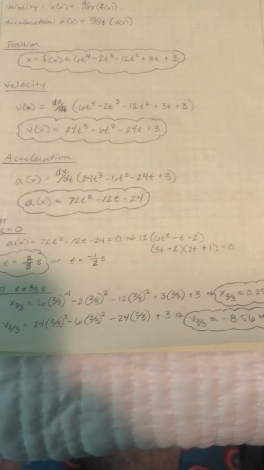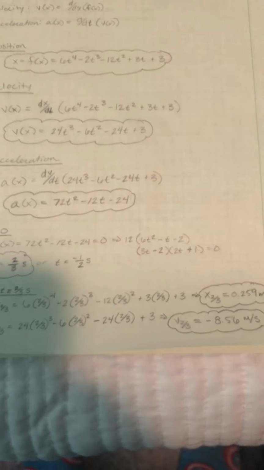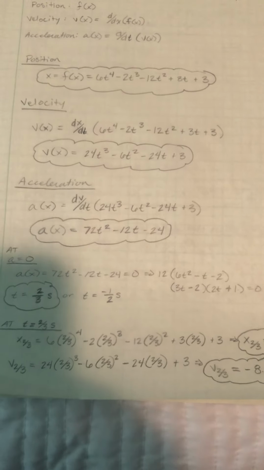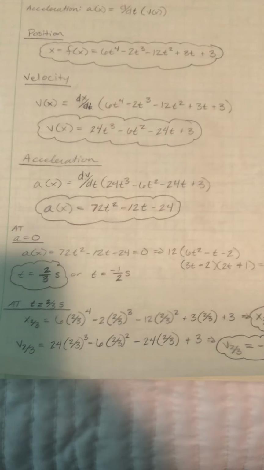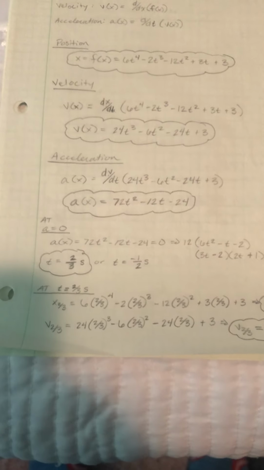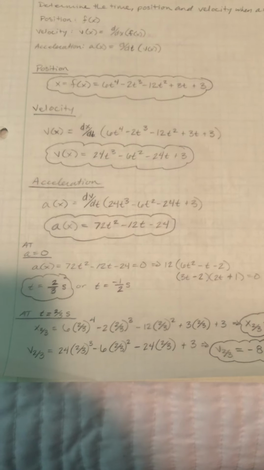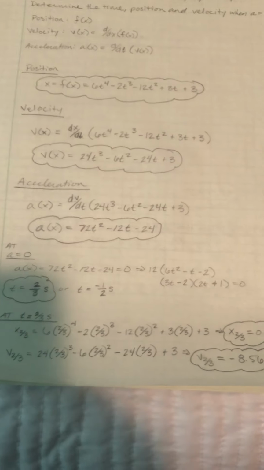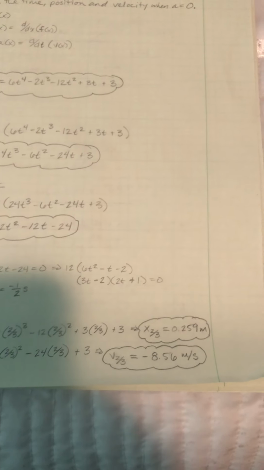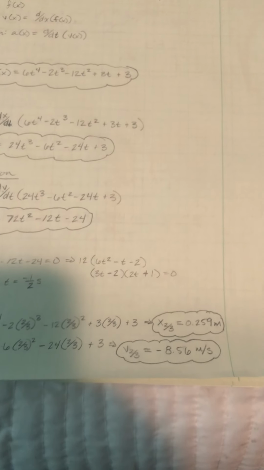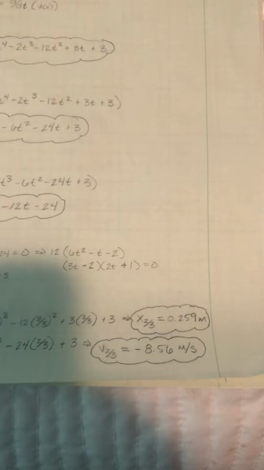Setting the acceleration equal to 0, we use the acceleration function, and we were able to find t at two-thirds seconds. Plugging that back into our position and velocity equations, as that is what we were asked to find, we found that the position at two-thirds seconds is 0.259 or 0.26 meters, and our velocity at two-thirds seconds is negative 5.6 meters per second.